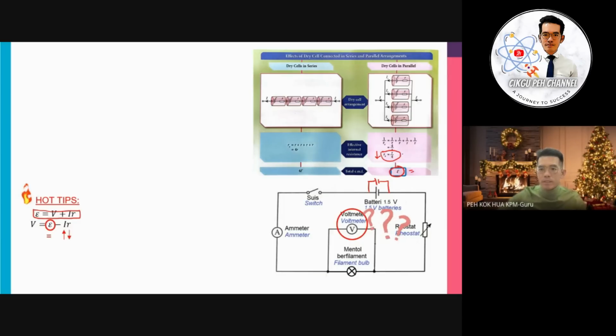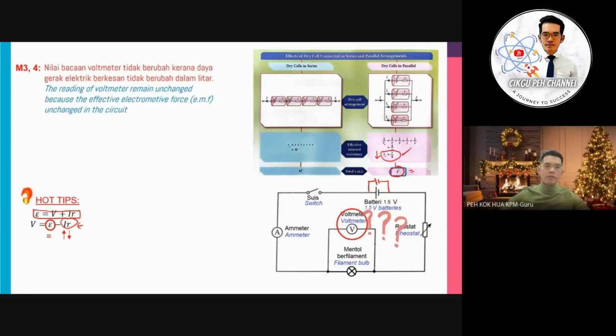And just now we know already, the resistance decreases, then the current will increase. So there will be no significant impact on the reading of IR here. So the overall voltmeter reading will be almost the same. The reading of the voltmeter remains unchanged, which is the third mark.